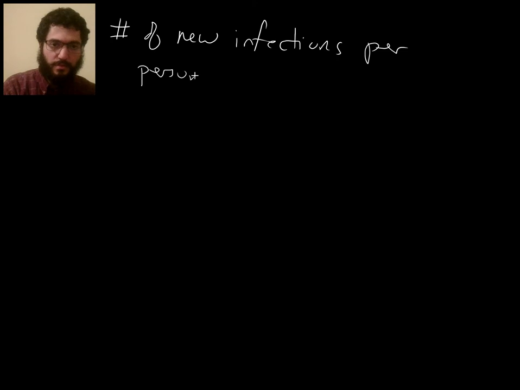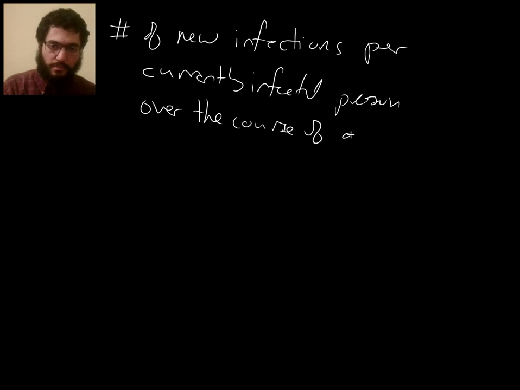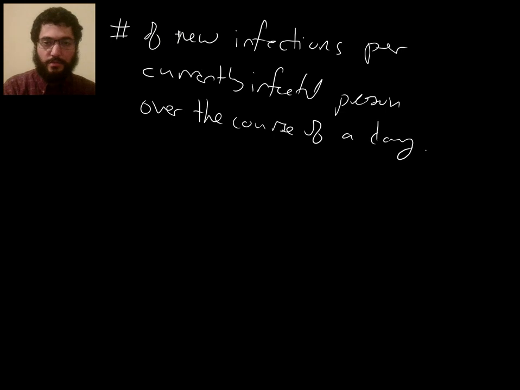So let's actually think about the number of new people infected per currently infected person over the course of a day. Let's compute this, and I just want to show you that it's not 3, despite the correct description of 3 here as the number of infections per day per currently infected person. The number of new infections per currently infected person over the course of exactly 1 day, to compute that, I actually need the solution. So I'll focus on the general solution.